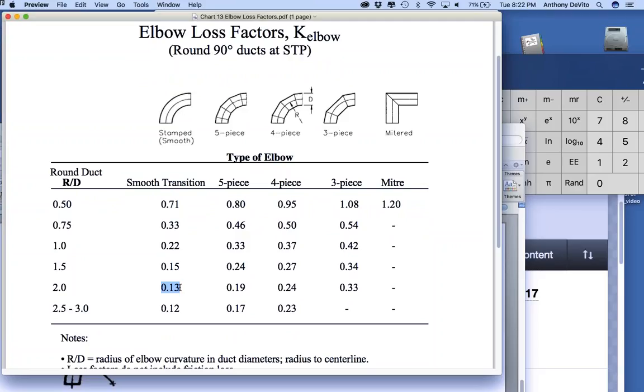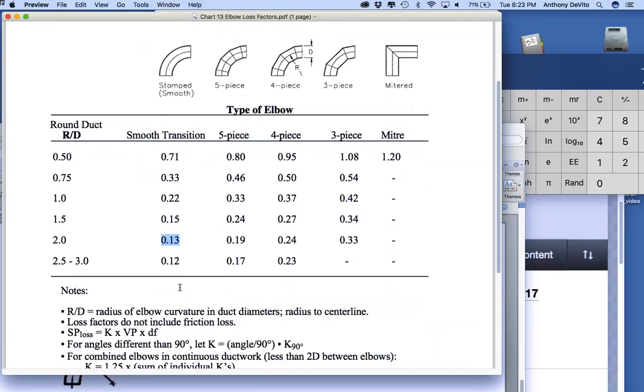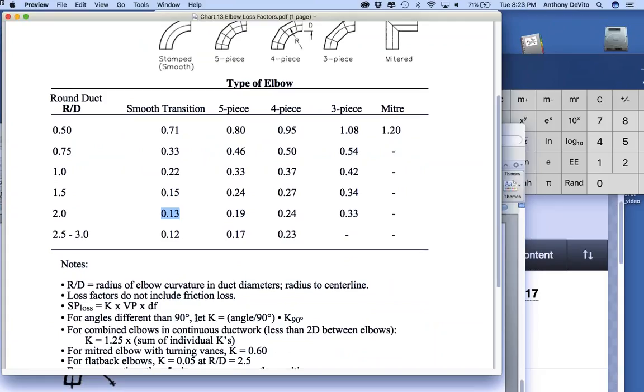What if I told you it was a 45-degree angle? What would the K factor be instead of 90? Right, it just turned that way, huh? Exactly, it's half of the K factor for 90 degrees, and these are all approximations. Of course, you have some descriptions of how to do this down here as well.